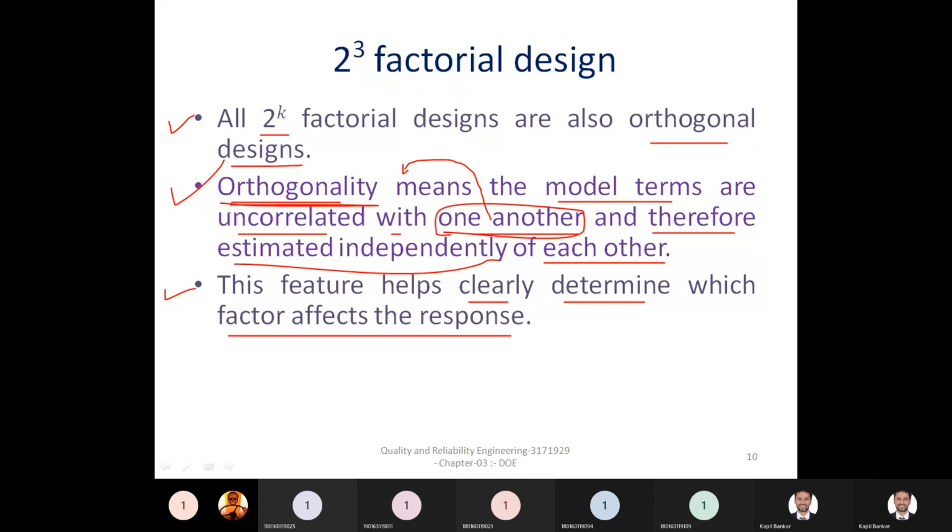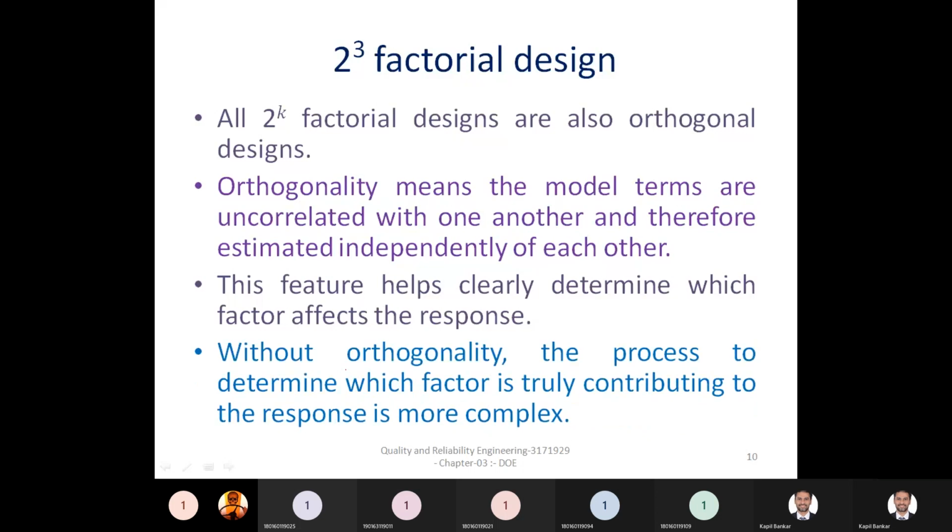So orthogonality gives you a clear understanding, a clear determination of which factor directly affects your response variable. As we know, without orthogonality, the process to determine which factor is truly contributing to the response is more complex. But if orthogonality is there, then it can be easily identified which individual factor directly affects your response variable.